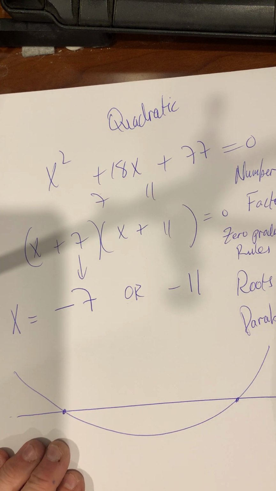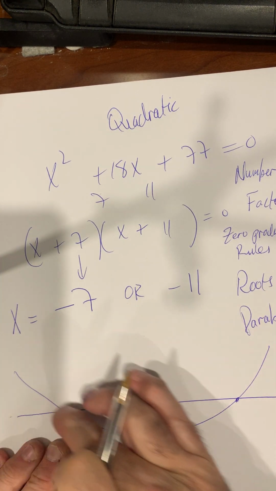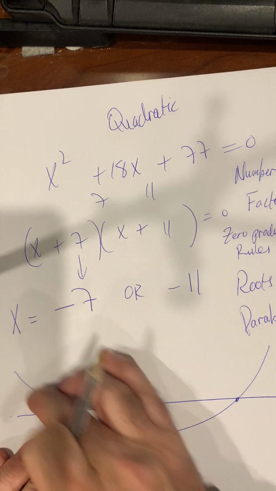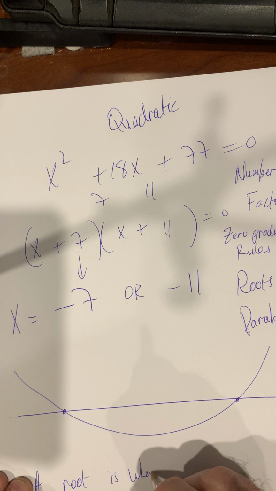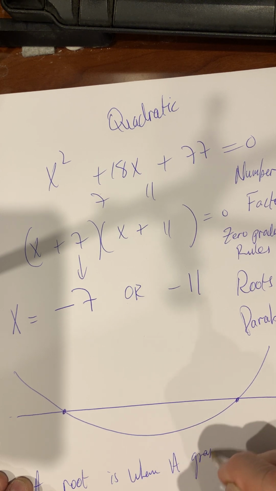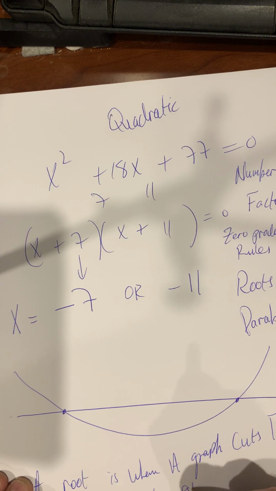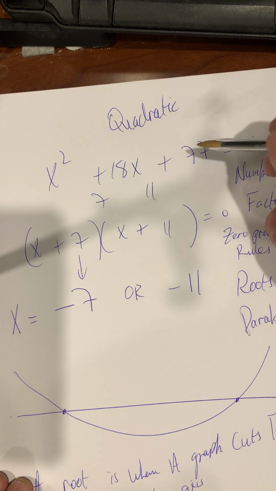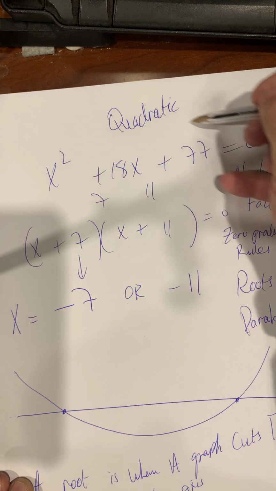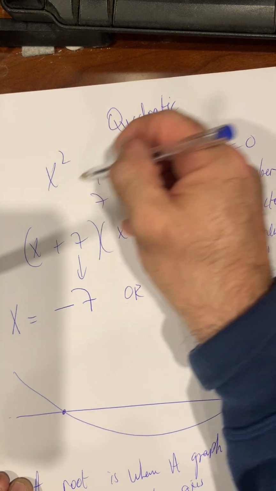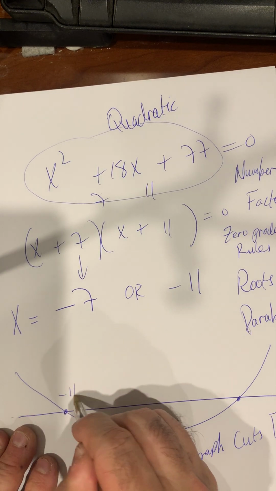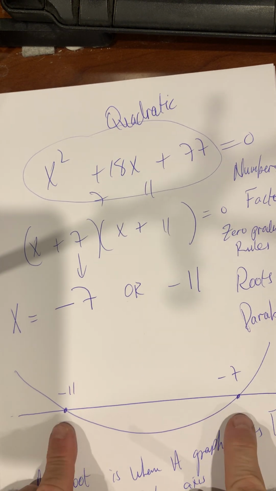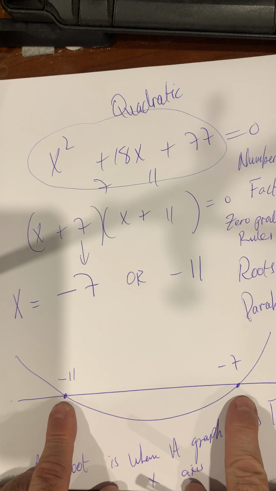the two roots. A root is where a graph cuts the x-axis. You might want to write that down. A root is where a graph cuts the x-axis. Or in terms of equations, a root is where an expression is equal to 0. Same thing. Negative 11 and negative 7 are put in the relative order that they belong.